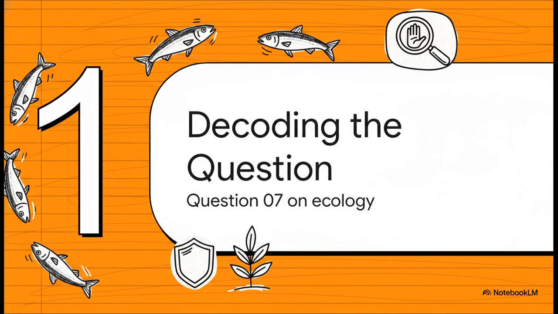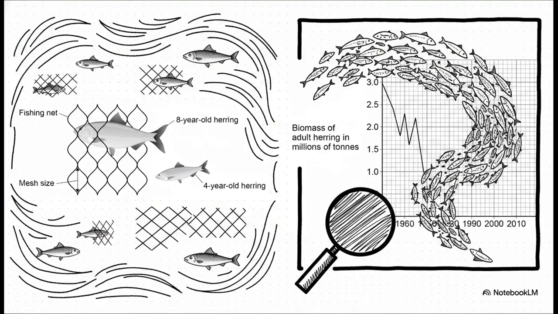We're zeroing in on question 07, which is all about ecology and conservation, and specifically it's about herring populations. Now, before we even see the first question, the exam gives us two key pieces of information to work with. On the left, we've got a diagram that shows how the mesh size of a fishing net can change what gets caught. And on the right, there's a graph tracking the biomass of adult herring in millions of tons, all the way from 1950 to about 2010. Remember, these aren't just pretty pictures, they're data, and we're going to need to use them as evidence.